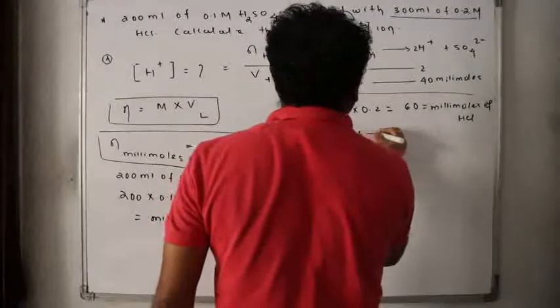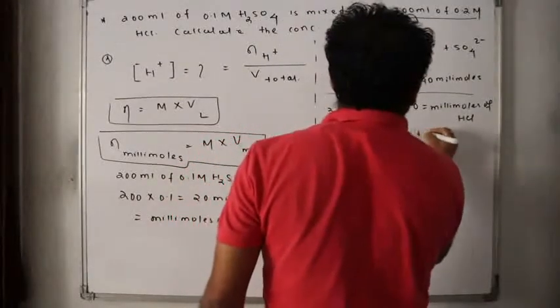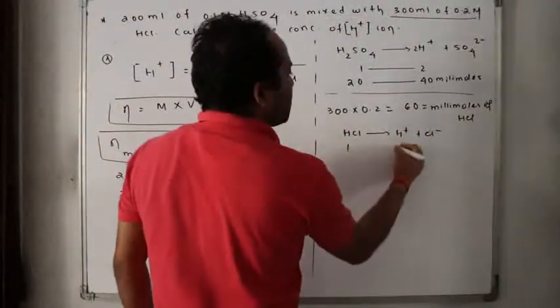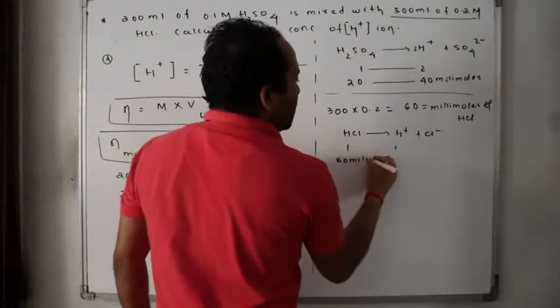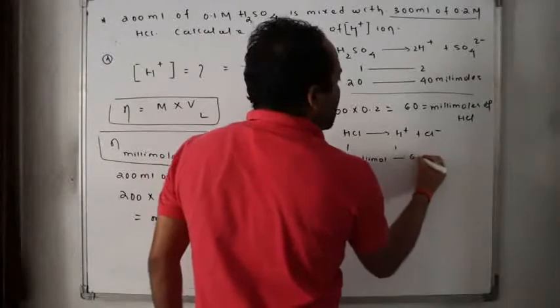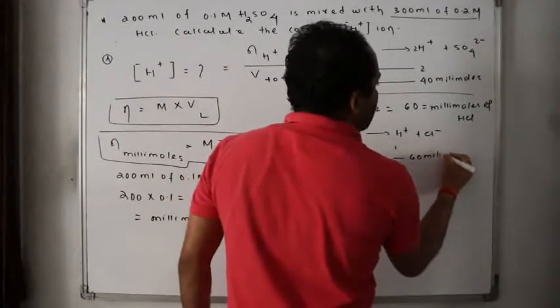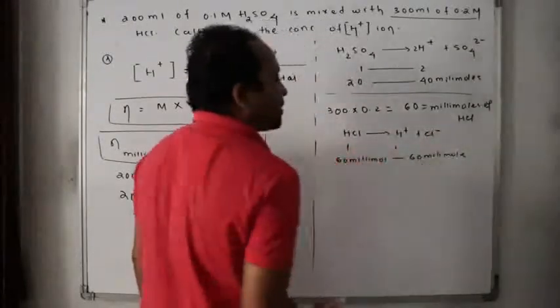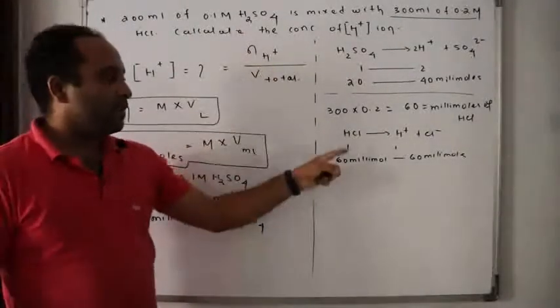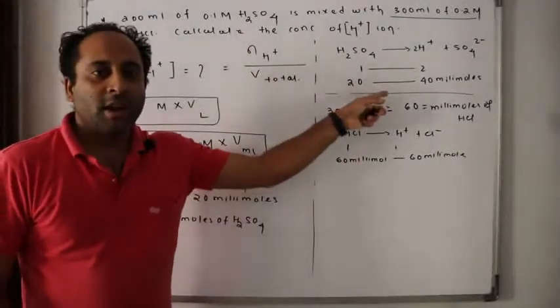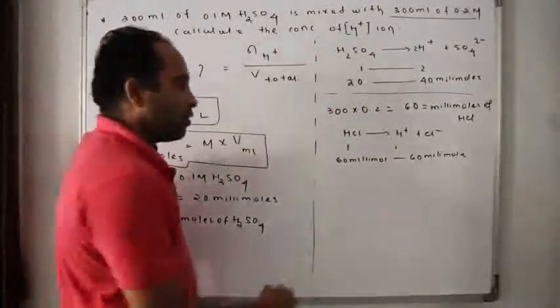Now it's very simple. HCl breaks to give H plus and Cl minus. 1 mole is giving 1 mole of H plus. So 60 millimoles will give 60 millimoles of H plus. Now total number of moles of H plus, how many? 60 plus 40, how much? 100 millimoles.